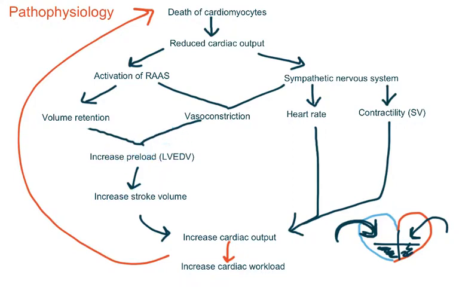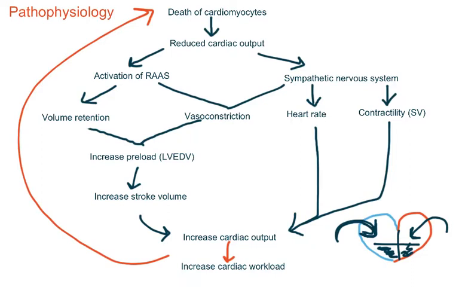Preload is the volume of blood in the ventricles at the end of diastole. Now that the preload is more, the heart will try to contract more in an attempt to pump this preload out, which is basically the stroke volume. And since we know that the cardiac output is dependent on stroke volume, it will also increase. Similarly, the sympathetic nervous system also causes vasoconstriction, increases the heart rate and the contractility of the heart, increasing the cardiac output.